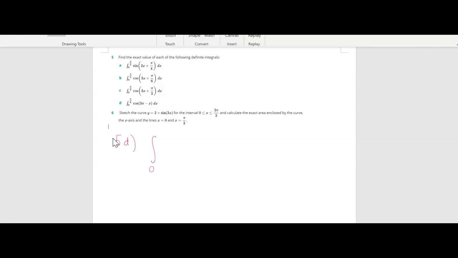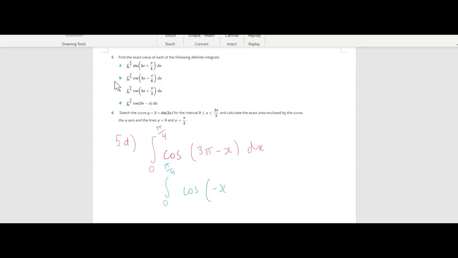5D. Oh, I probably should have done one with a different... All right, the integral of cos of 3 pi minus x dx. The antiderivative of cos is sine, and we've got to do 1 over the coefficient. Oh, this one's interesting. Didn't notice that. Okay, so this is the same as, now it's probably good that we did do this one.